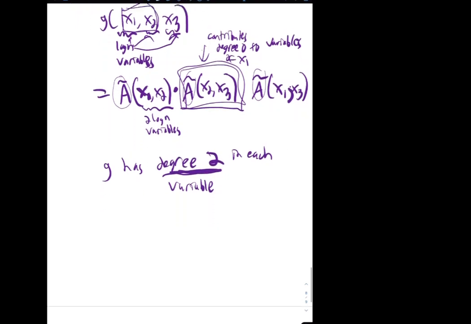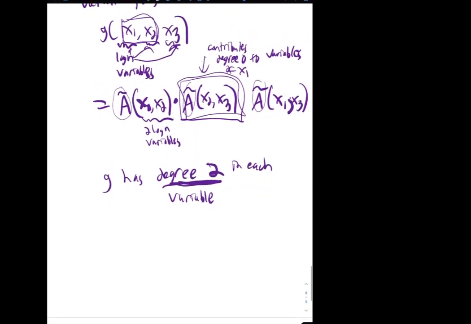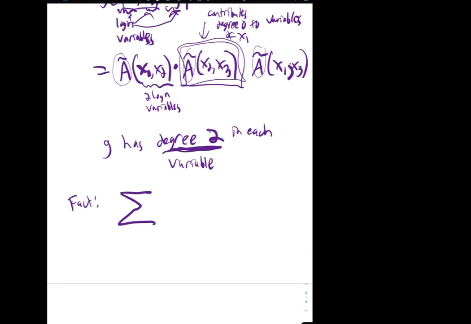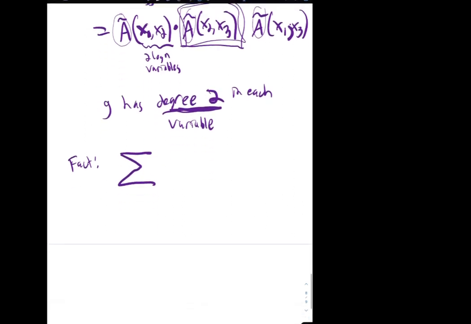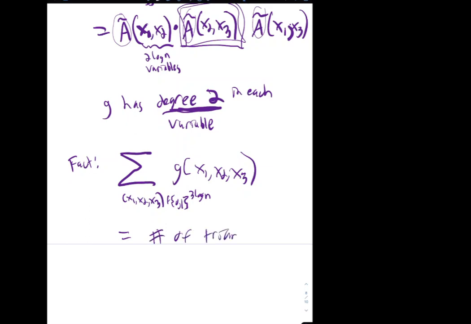Okay, so all we do is we apply the sum check protocol to G. So I'll state the following as a fact. What does the sum check protocol actually compute? Well, it sums up G's evaluations over the Boolean hypercube. So I'll write the sum over x1, x2, x3 in {0,1}^(3 log n) of G of x1, x2, x3. And the fact is that this is exactly the number of triangles in the graph.